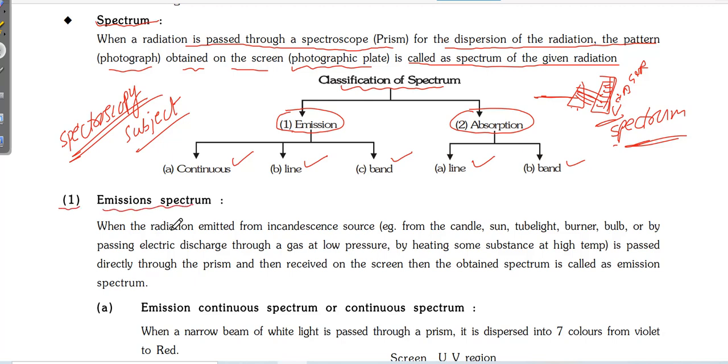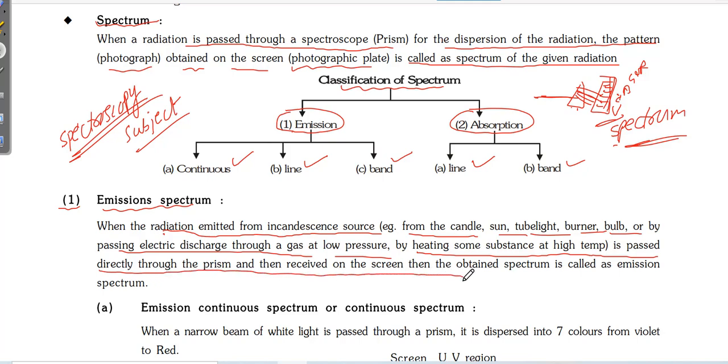First, emission spectrum. What is the emission spectrum? When the radiation emitted from an incandescent source, for example from a candle, sun, tube light, burner, bulb, or by passing electric discharge through a gas at low pressure, or by heating some substance at high temperature, is passed directly through the prism and then received on the screen, then the obtained spectrum is called emission spectrum. Have you understood or not?